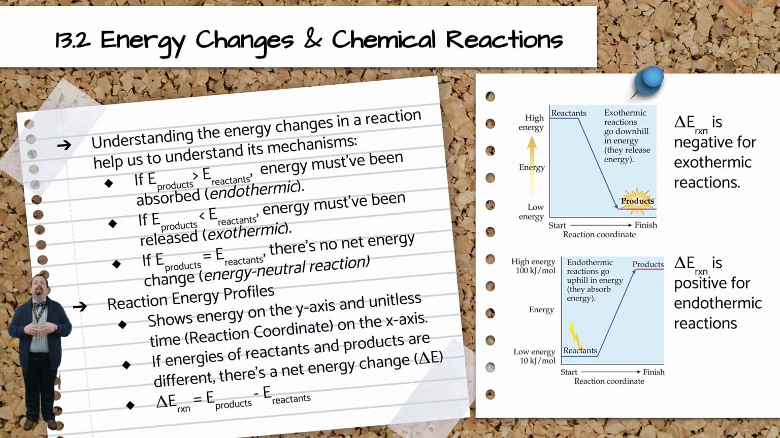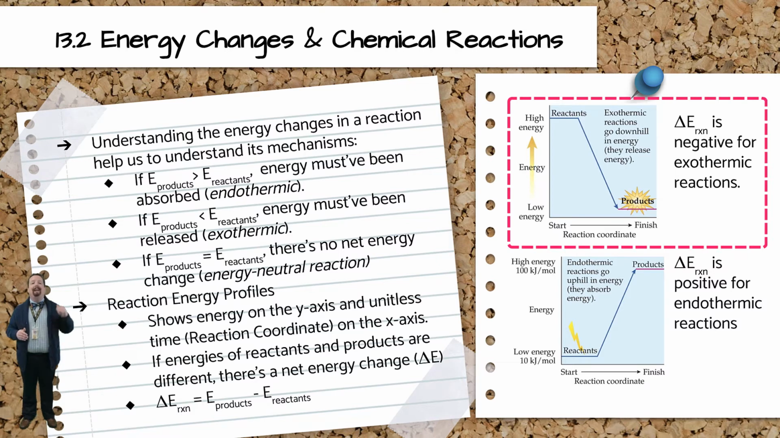Here's a couple of very simple reaction energy profiles. These are both just focused on the energy of the reactants and the products. If we start with reactants at a high energy, and then we go downhill to find the products at a lower energy, energy must have been released, so that's an exothermic reaction. Since the product's energy is smaller, taking a smaller number minus a bigger number gives you a negative. For exothermic reactions, the delta E, or the change in energy, will always be negative.